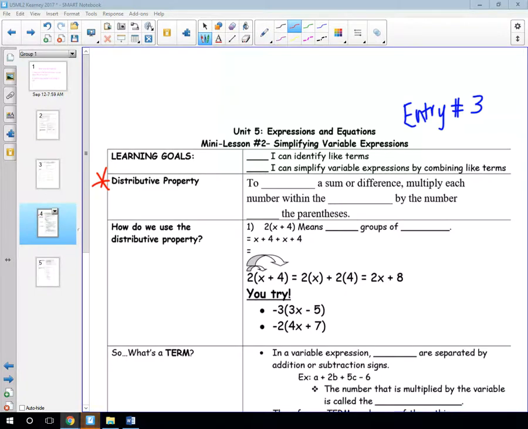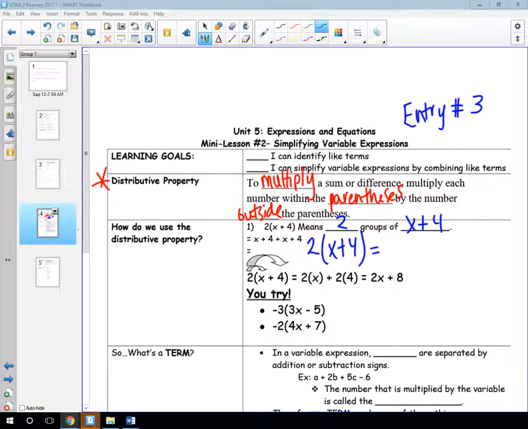The distributive property means to multiply a sum or difference. Multiply each number within the parentheses by the number outside of the parentheses. Okay, so if we consider the problem 2 times x plus 4, that, if we were to talk about what that means, that actually means there are 2 groups of x plus 4.